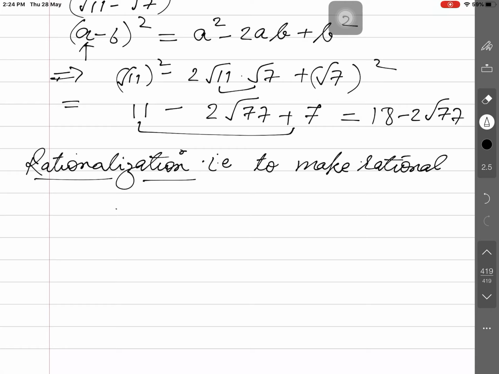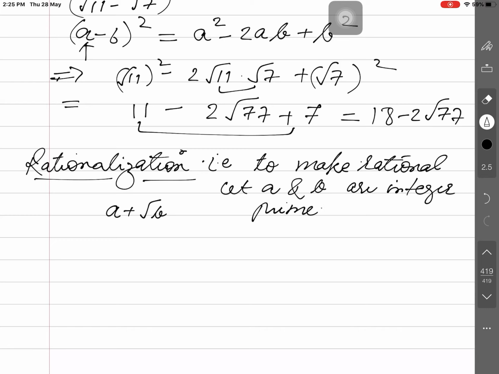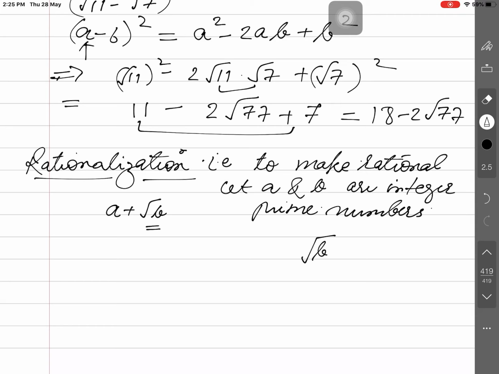We can observe a number such as a plus root b. Let a and b be integers or prime numbers. Why did I say prime numbers? Because if b is a prime number, then the square root of b is an irrational number. So you may see a is the rational part and root b is the irrational part.